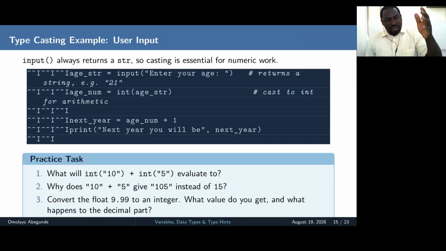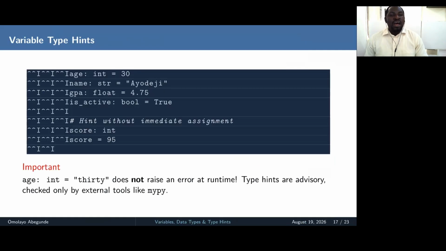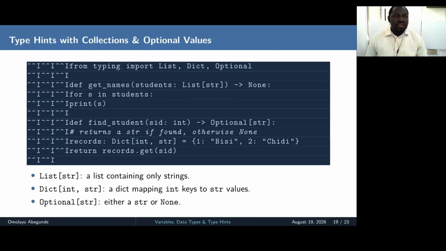You can also go through the exercises here as well. So in case of anything, please let me know. You also have type hints, available from Python 3.5 upward. They annotate the expected data type of a variable or function parameter. We're going to talk about functions, parameters, and arguments later in the future. They are optional and not enforced at runtime. Don't bother yourself about this as well. It's a type of int. You can also give it an int, and just don't worry about this function yet.